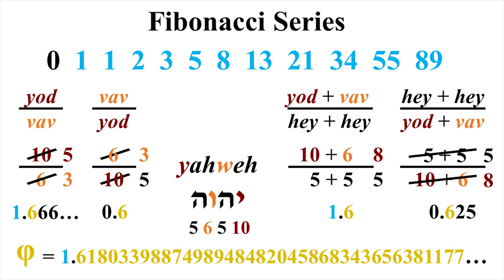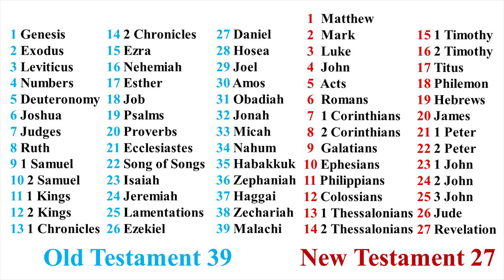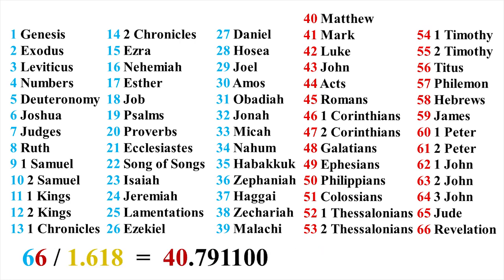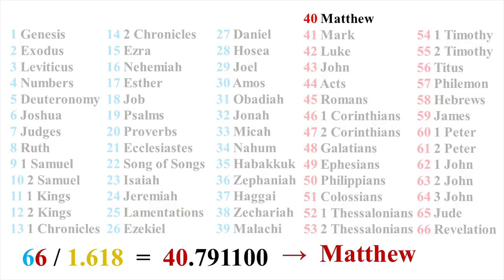The Bible contains 39 books in the Old Testament, 27 books in the New Testament, a total of 66 books. If I divide 66 by the golden ratio, I get 40.79. The 40th book of the Bible is Matthew. Matthew is kind of the navel of the Bible. This is where it gives the genealogy of the Messiah, right? And remember, the navel on a human being is kind of the point where it's 1 to 1.618. Okay? So it even shows up biblically in the books of the Bible.